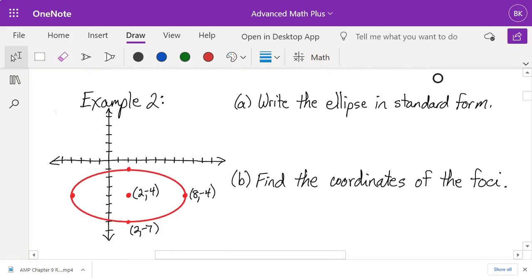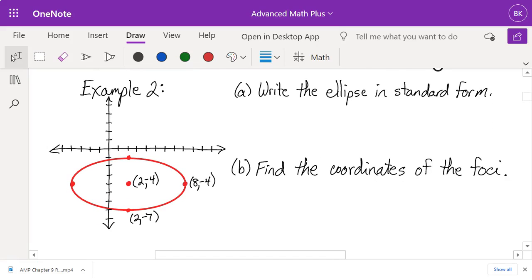So, I wrote example 2 on here. It gives us an ellipse. And it says, write the ellipse in standard form. You need 3 things to write the ellipse in standard form. You need the center, and you need A and B. So, I'm going to do the part that's easy first.